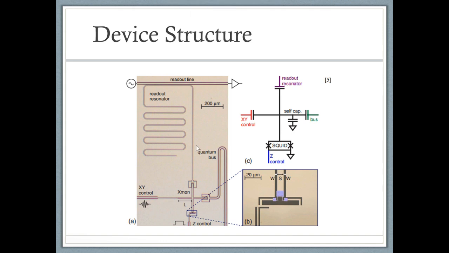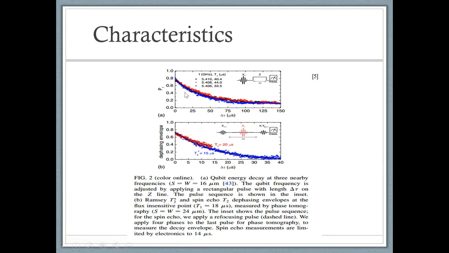Figure C is the schematic representation of the X-bond qubit. Researchers also performed several tests to determine the characteristics of the X-bond qubit. As you can see in Figure A, the relaxation time varies with different frequencies. 5.40 gigahertz yields the longest T1. Figure B shows the Ramsey T2 star and the spin echo dephasing. They are 20 microseconds and 15 microseconds respectively.